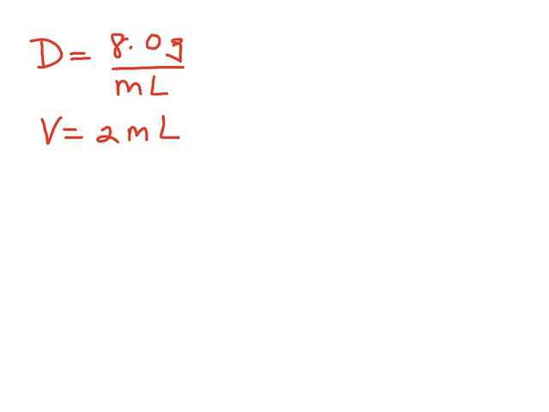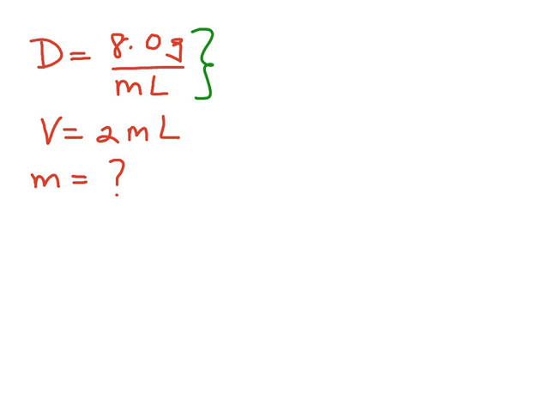For example, let's say we have a substance with a density of 8 grams per milliliter, and we have a volume of that sample that's 2 milliliters in size. Can we find the mass? Well, in fact, you can find the mass quite easily without resorting to algebra. And the way you do that is to look at exactly what this means.